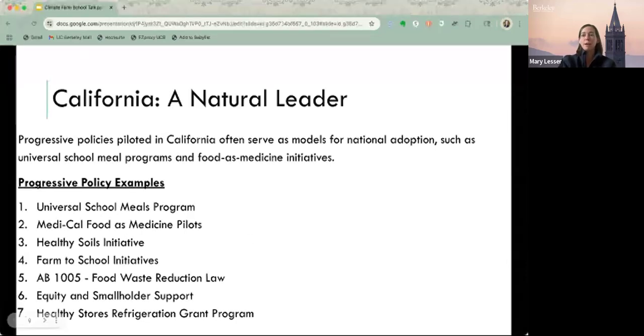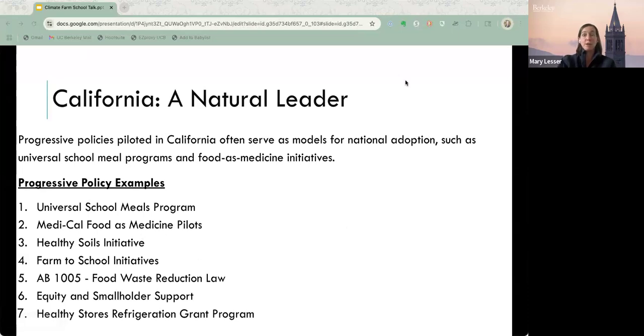and sold, produced. All right, thinking about the policy side. I know I mentioned already some of these. I'm not going to go into detail of all of these, but the progressive policies that we often hear about nationally have often been piloted in California, where California is one of the pilot sites for a national initiative, and more often than not has served as a model for national adoption. We're going to talk about school meals here in a bit, as well as the food as medicine initiatives.